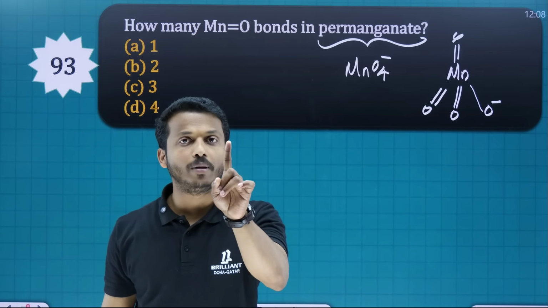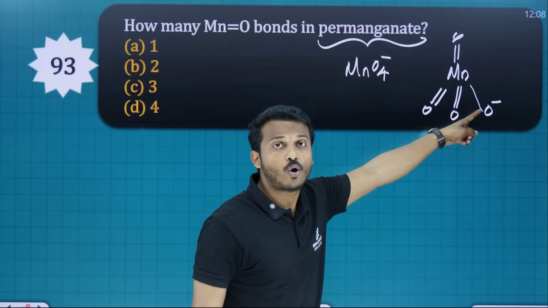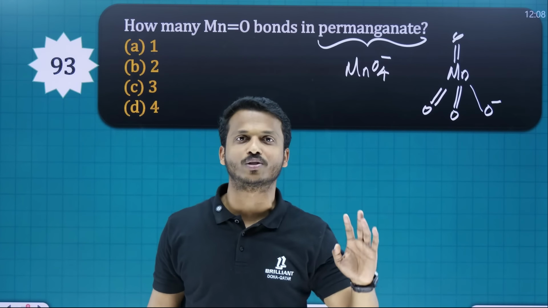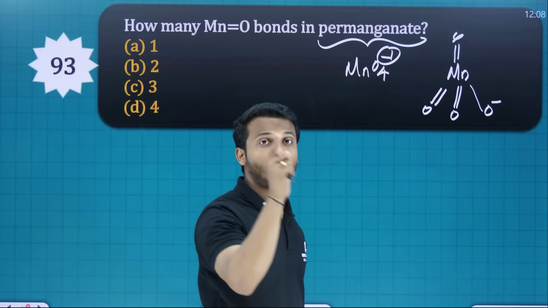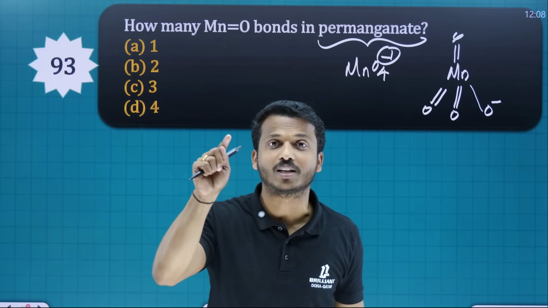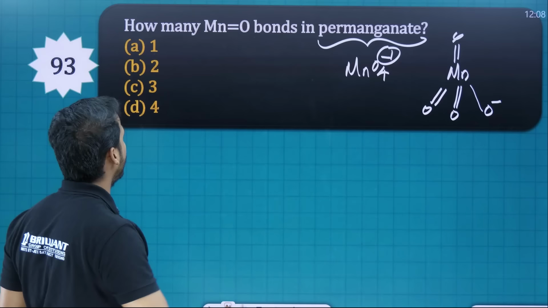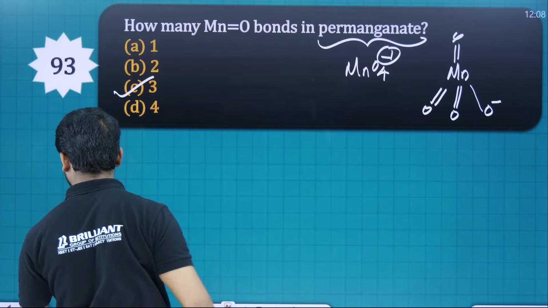Minus 1 means there is only one oxygen with a minus 1 charge and single bond. Remaining all the three oxygen will be double bond. Overall charge is minus 1, so there will be only one oxygen with a charge minus 1, and it is single bonded oxygen. Rest of all oxygen double bond. So how many Mn double bond O bonds are there? 1, 2, 3. 3 are there.